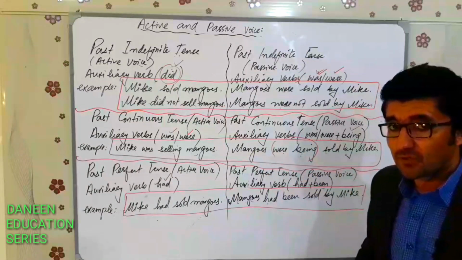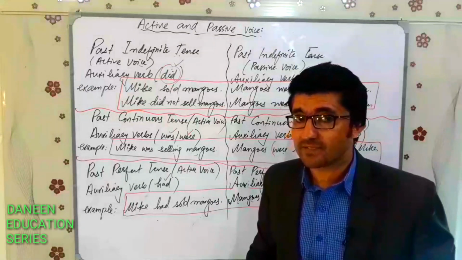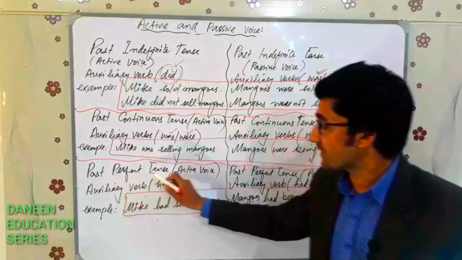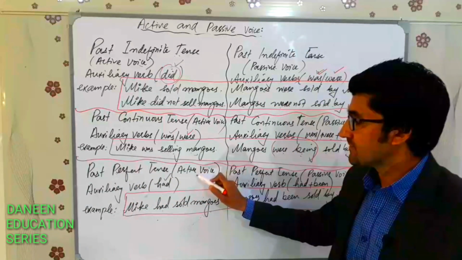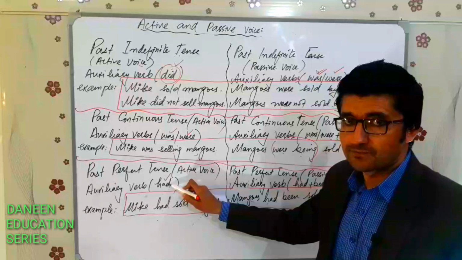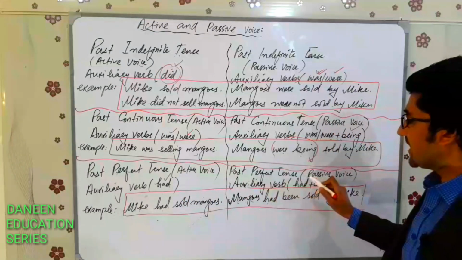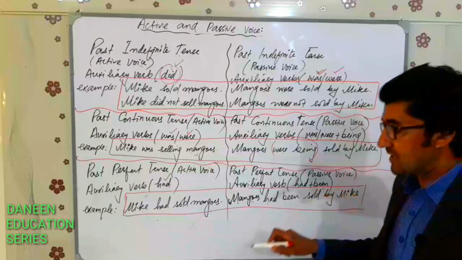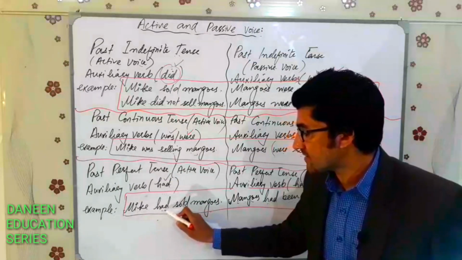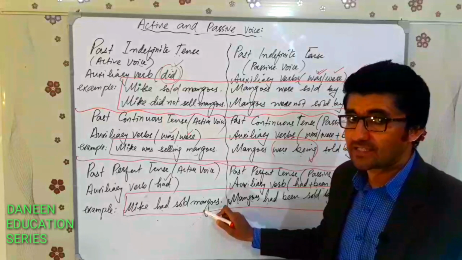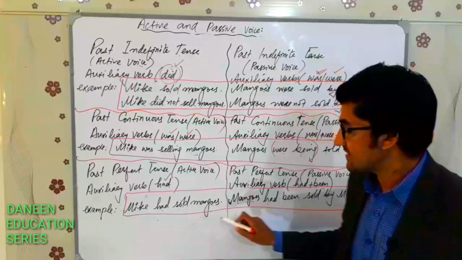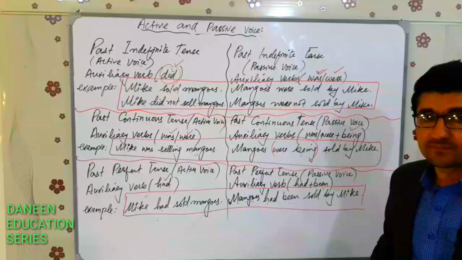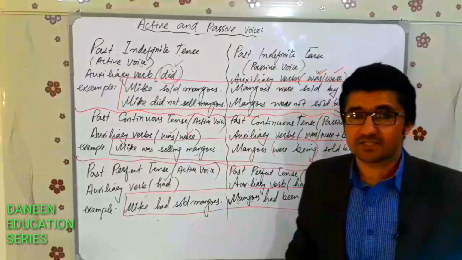Let's talk about the last tense in past tenses, that is past perfect tense. In past perfect tense, in its active voice, the auxiliary verb had is used, while in its passive voice, the auxiliary verb had plus been is used. Let's talk about its example. Mike had sold mangoes. This is in its active voice. So the passive voice is mangoes had been sold by Mike. This was all about past tenses.